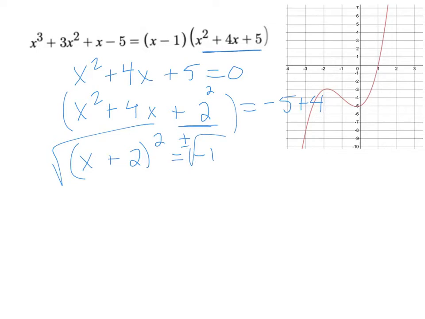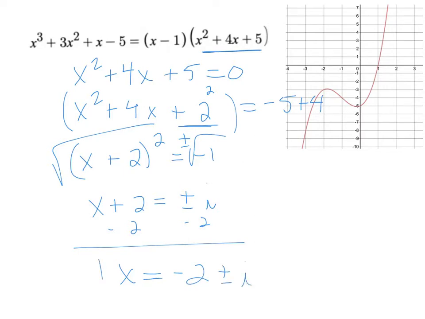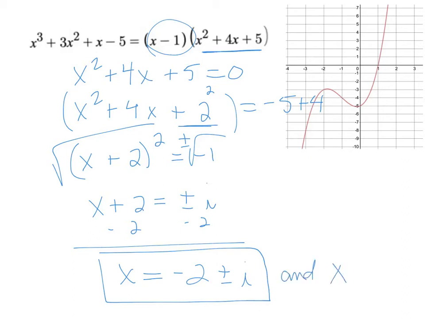You have two solutions. So x plus 2 equals plus or minus the square root of -1, which we know is i. And then we're going to subtract 2 from both sides, which gives x equals -2 plus or minus i. And these are your two additional roots. So now we have 3 total roots. We have x equals -2 plus or minus i, and x equals 1. And now we have our 3 roots.